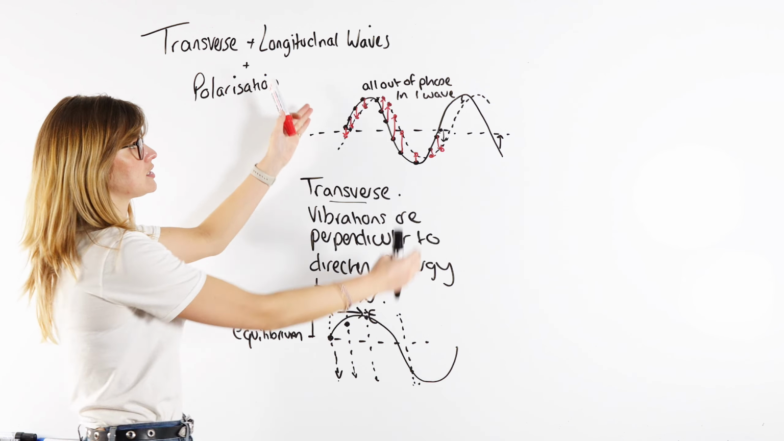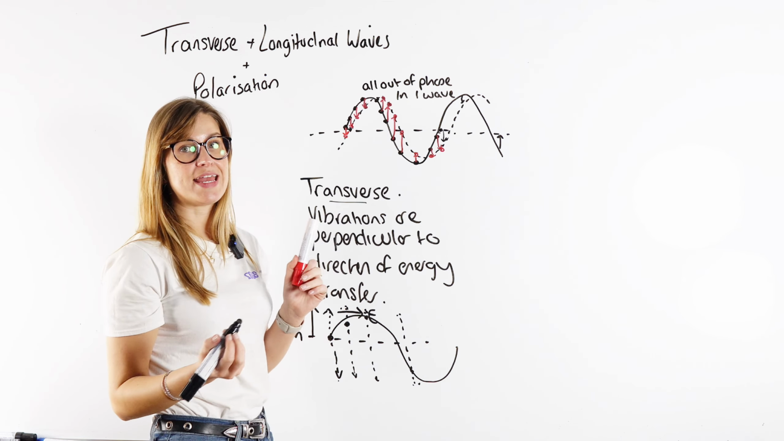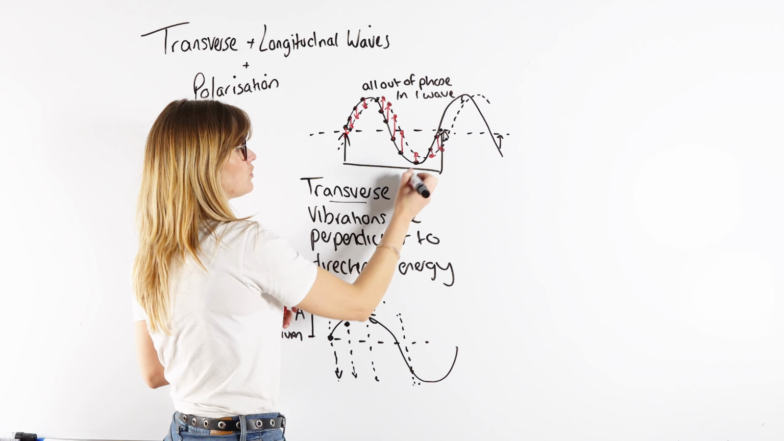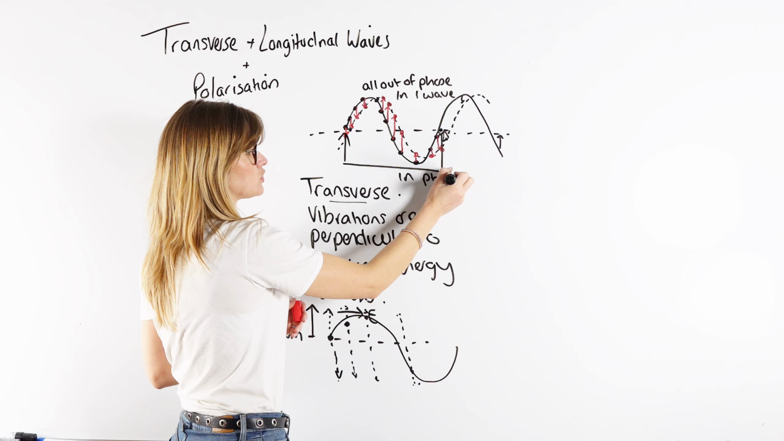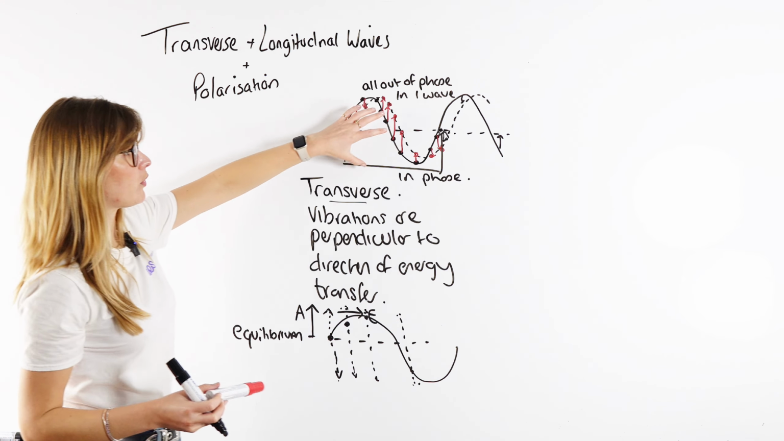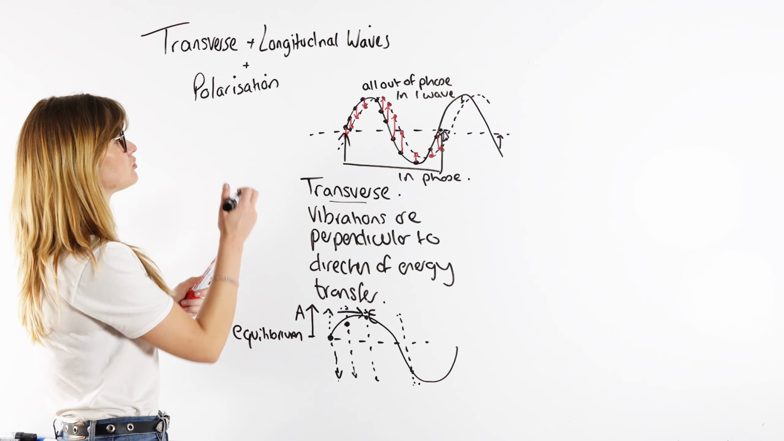So all points within one wave are out of phase. The only points that are in phase are the points that are exactly one wavelength apart. So those points are in phase. The two points that are one wavelength apart are exactly in phase. All points inside this wave are out of phase. This is called a progressive wave.